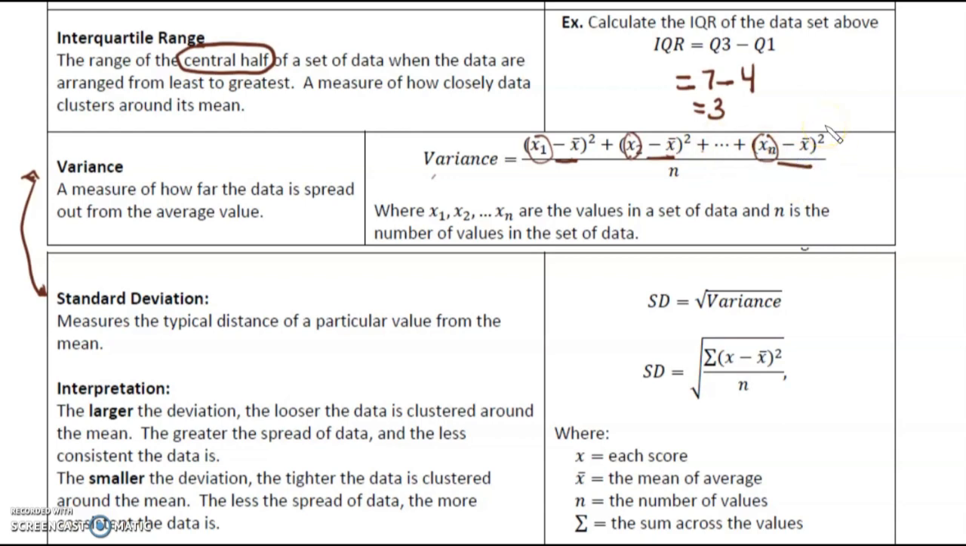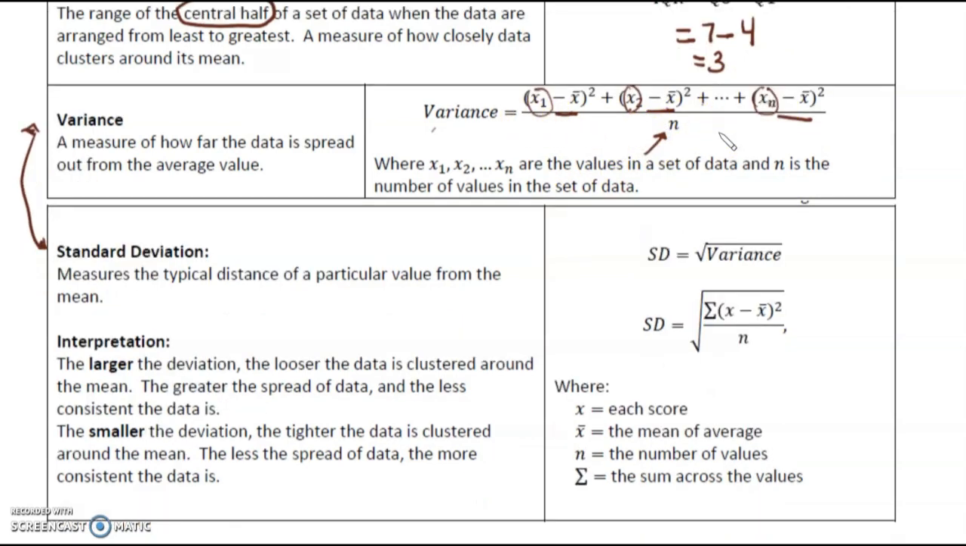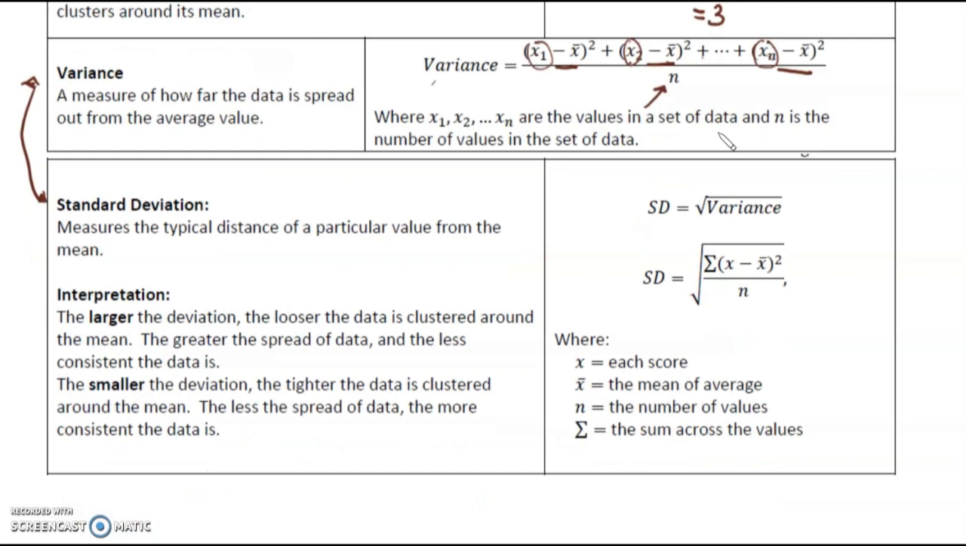Okay, this looks super confusing. It's a very complex equation when you look at it, but when we break it down into a chart, it's not going to be that difficult. Okay, and all of these x1, x2, x3, all the way to xn are data values, and then we divide by n, which is the number of data points. Now, standard deviation is approximately the same thing, except the standard deviation takes the variance and square roots it. So standard deviation is the square root of the variance. This measures the typical distance of a particular value from the mean.